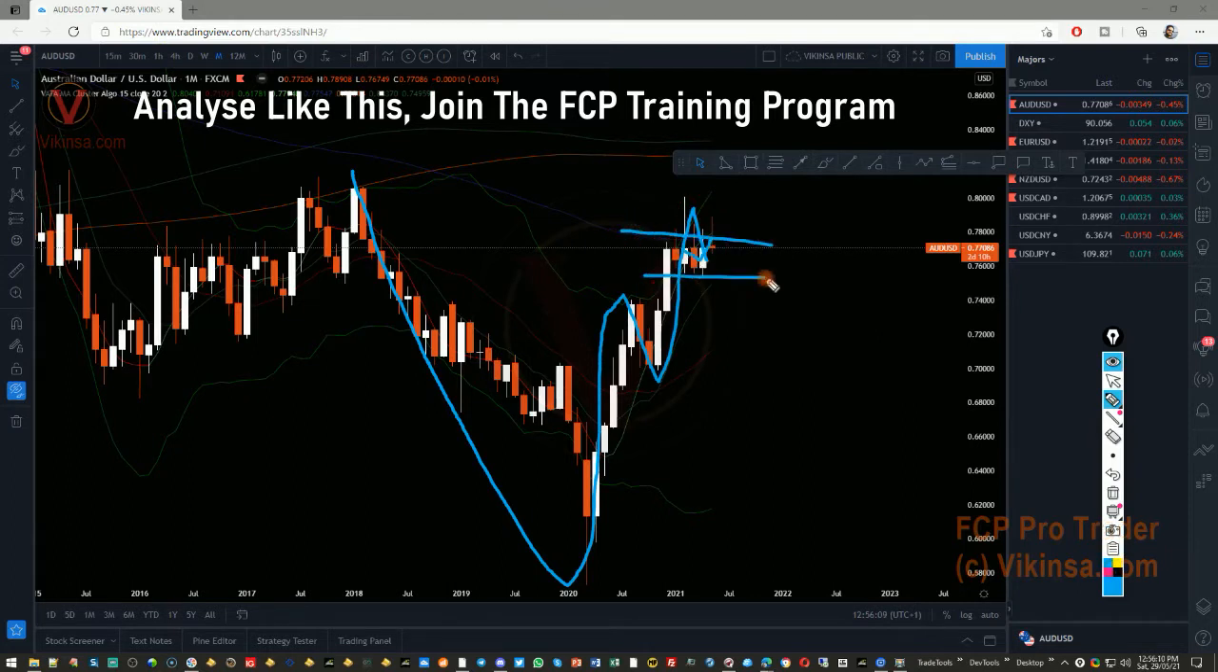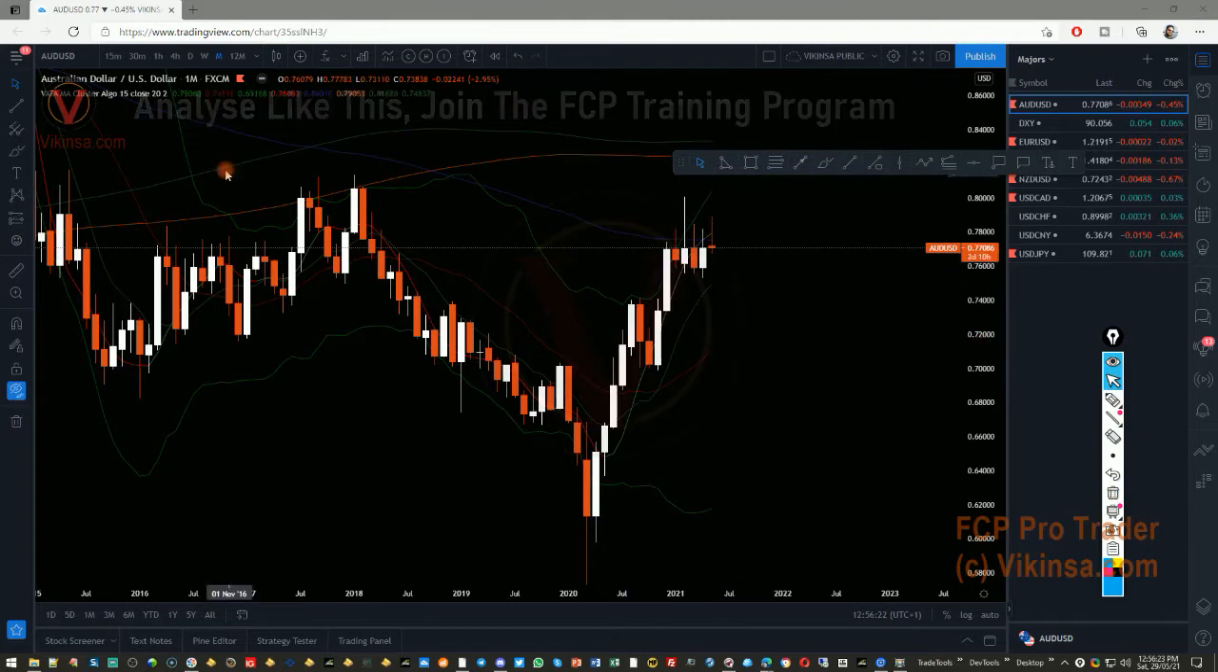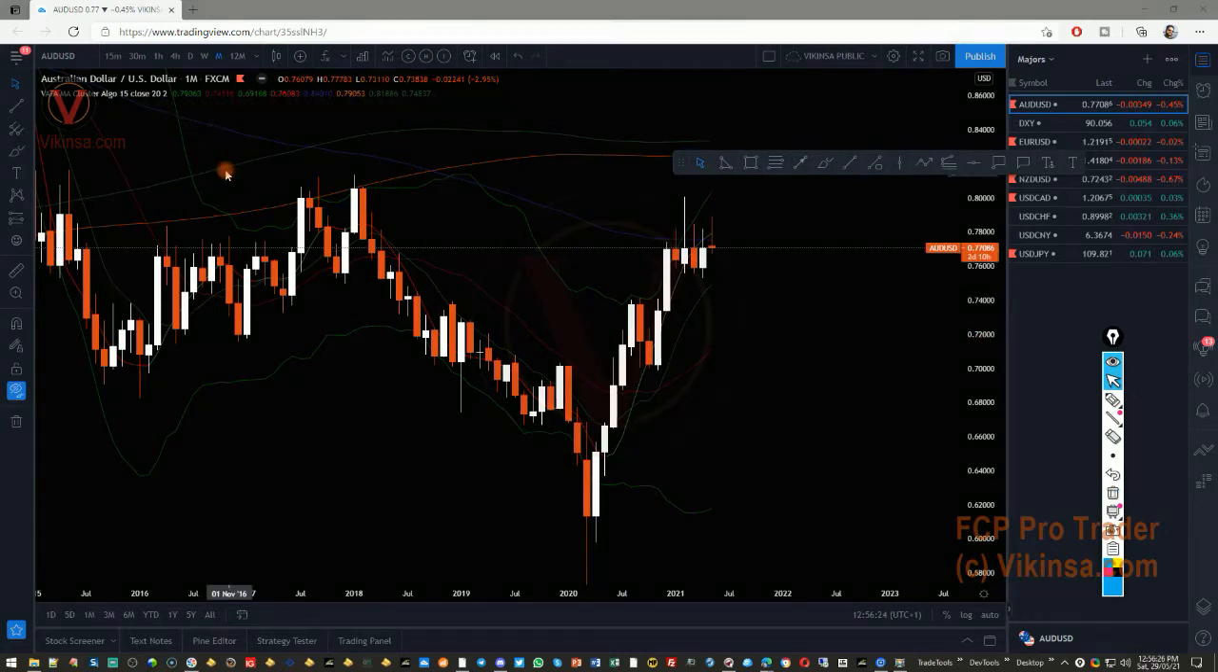But because this is consolidating here, I'm saying this can ultimately go higher into this 200 moving average later on. That is a possibility, but that's on the monthly time frame, so it may not be of any concern next week or even in the coming days. So let's go to the weekly time frame.